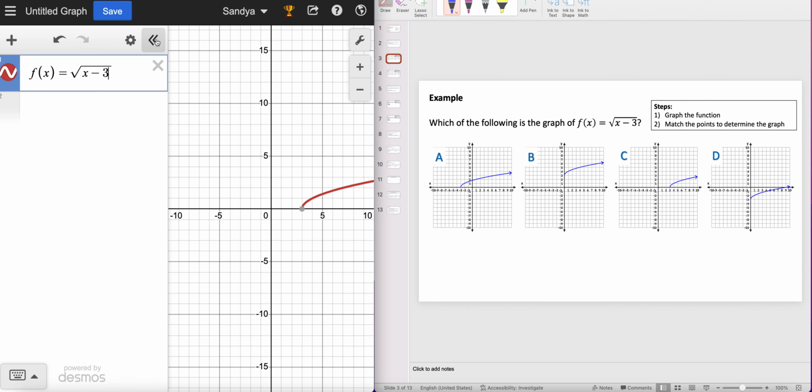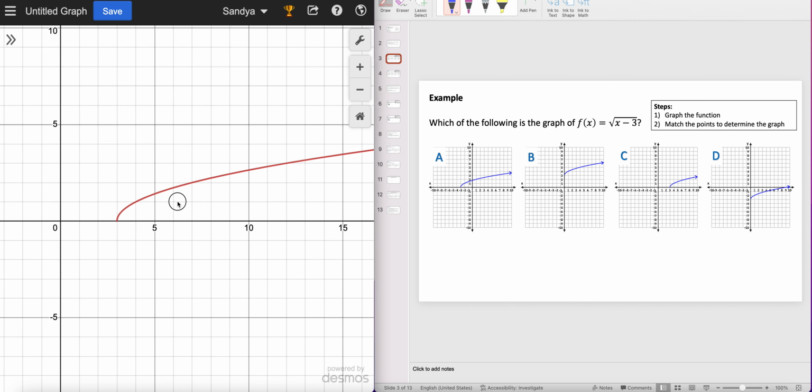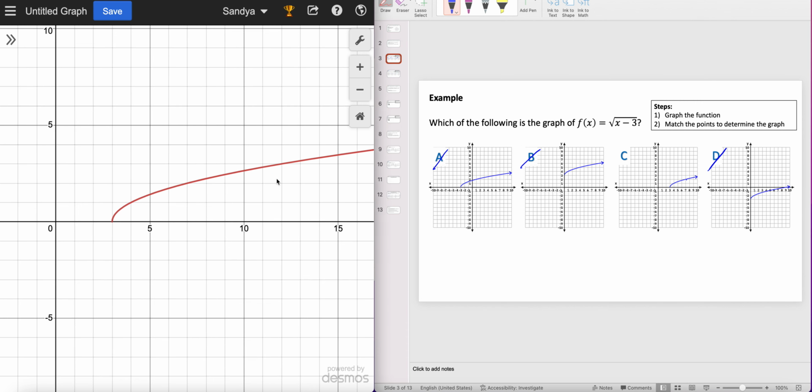Once I do that, it gives me my graph, which I can now match to what I have over here on the right. So what you want to do is click on some points. For example, this graph starts at 3, 0, so I know that A and B won't work. C does start off at 3, 0, and D does not either. But just to double check, you want to match a few other points. For example, I see the point 7, 2. If I go over here on my graph, I can find that point and verify that it is the same graph and it does have that point.